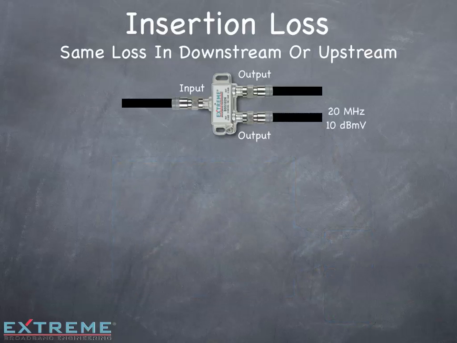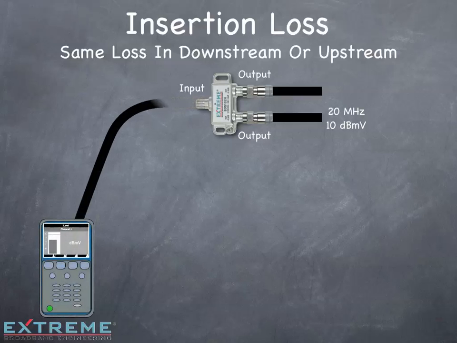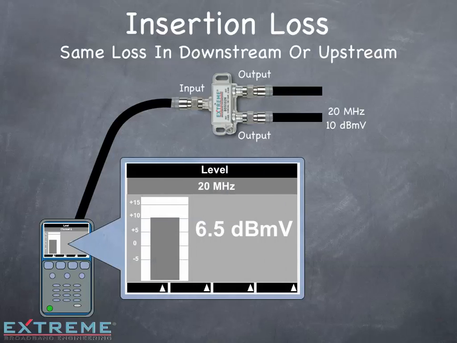Now at 20 MHz, we're injecting 10 dBmV into one of the output ports. On the input, we measure 6.5 dBmV for a loss of 3.5 dB. So with passive devices, expect the same amount of loss in the downstream or the upstream.